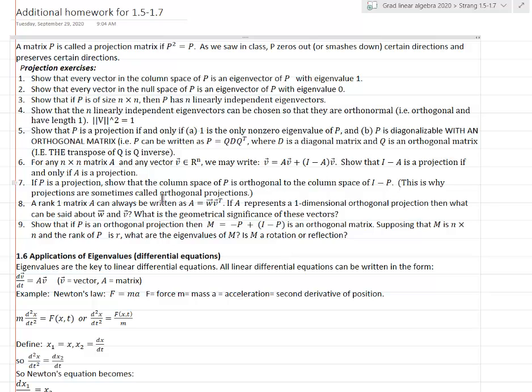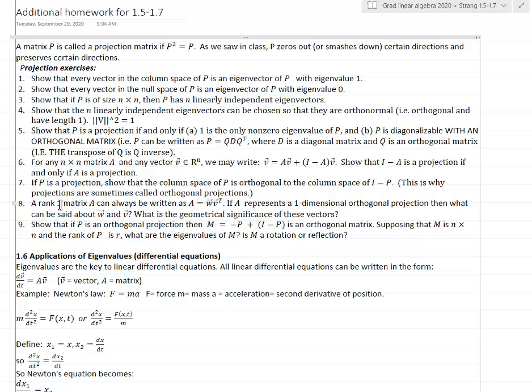Now this is why projections are sometimes called orthogonal projections, because that means that this vector here is in the column space of A V, and this vector here is in the column space of I minus A V. So if these two are orthogonal, that means I've split V into two orthogonal parts. All right, so that's why P is called an orthogonal projection.